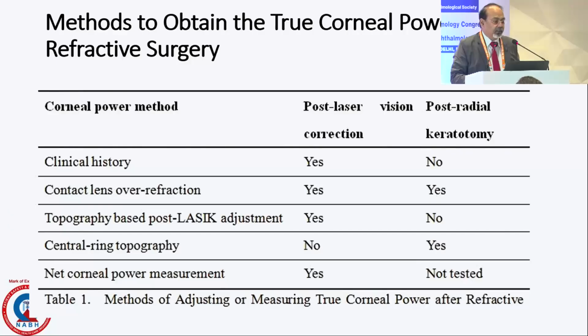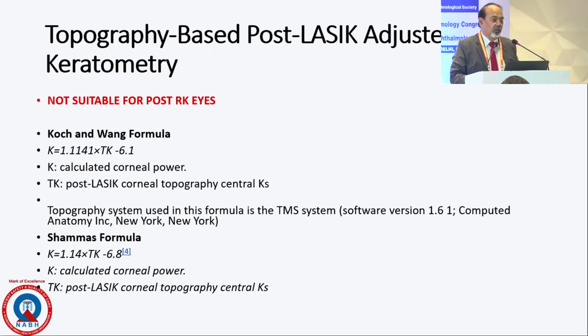There are many methods like clinical history, over refraction, topography based post LASIK adjustment, central ring topography and net corneal power measurement, and post laser correction. Most of the methods give you reasonably accurate results, but post radial keratotomy these things are not so well understood. Topography based post LASIK adjusted keratometry is not suitable for RK eyes, but you can do that with the formulas which are present in the website, especially the ASCRS formulas.